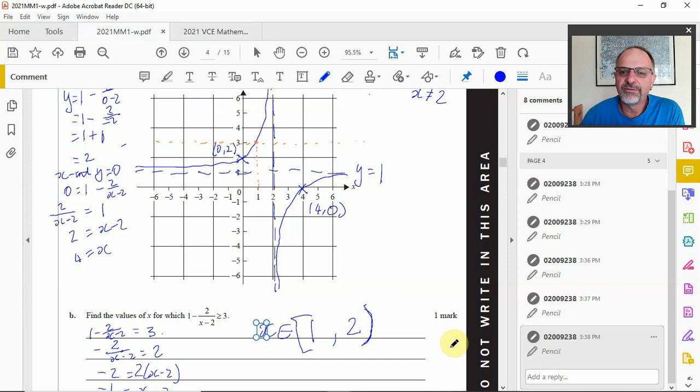So really what I've done is I've used the graph to infer what that set of numbers, or set of x values, would actually be. All right, I found the equals bit, and then from the graph I've inferred which way it goes and where the other end point is, and of course it's one that's not included.